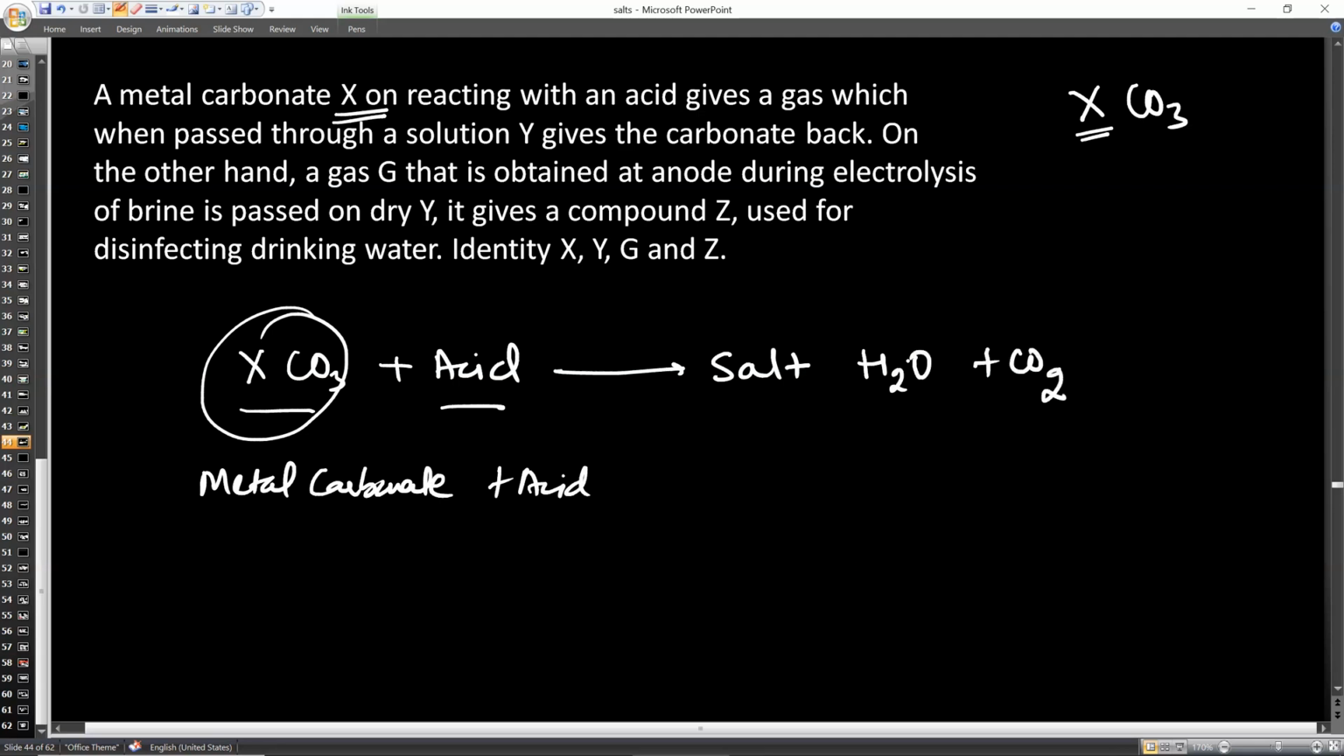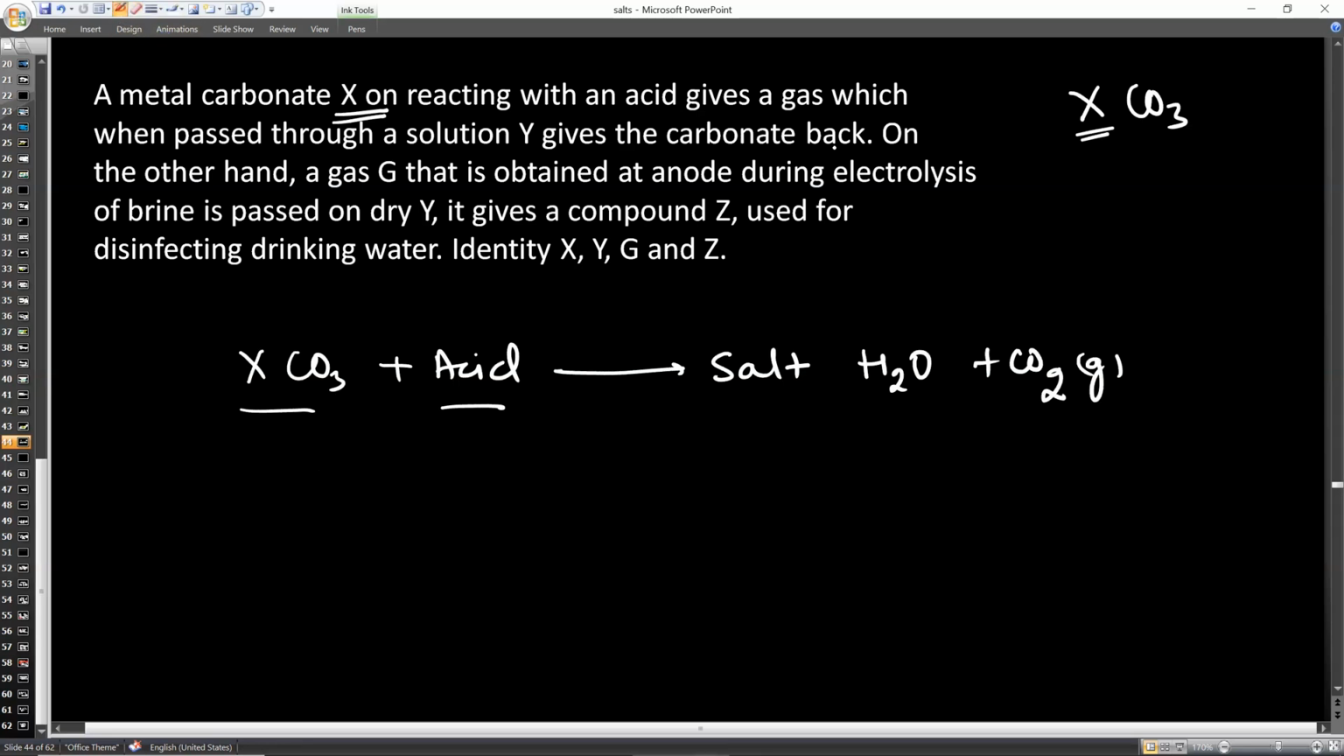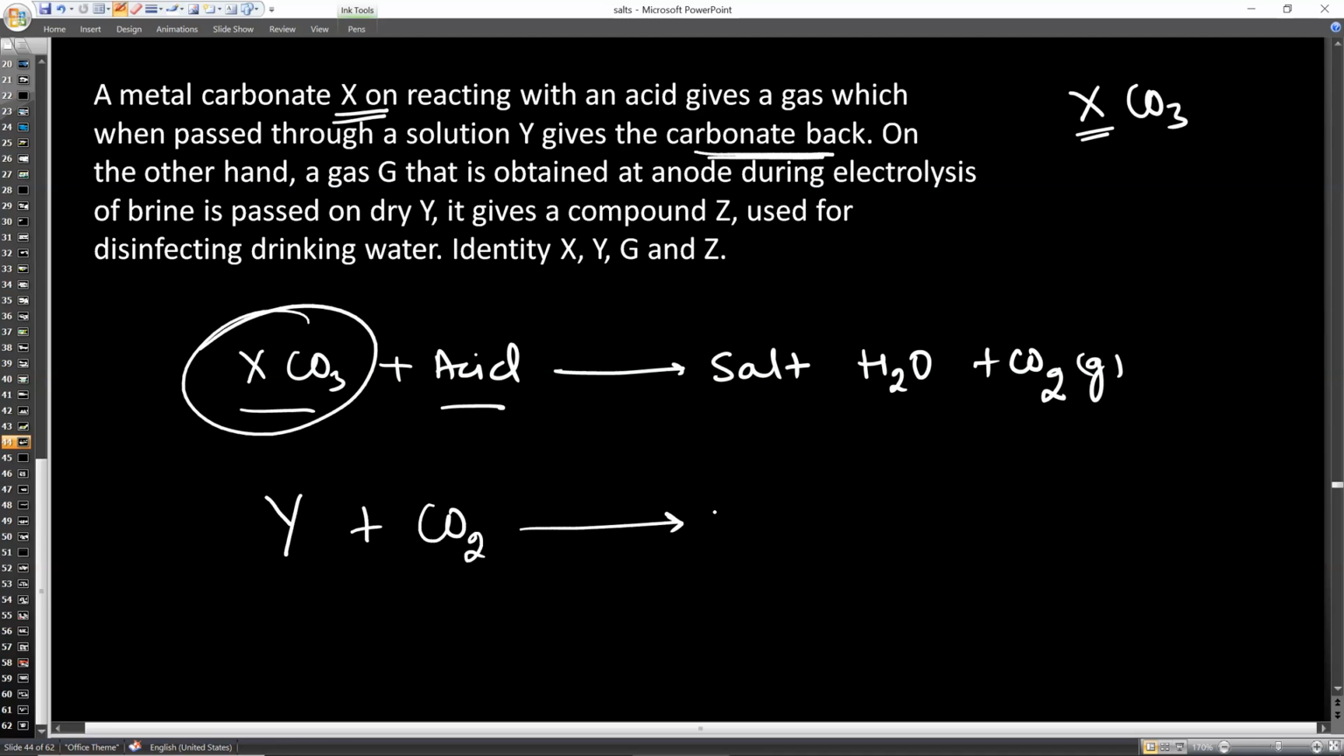So which of the following is a gas here? CO2. CO2 is the gas. Now moving to the next part. He's saying that this gas, when passed through a solution Y, I mean this carbon dioxide is passed, gives the metal carbonate back. So again you get XCO3.